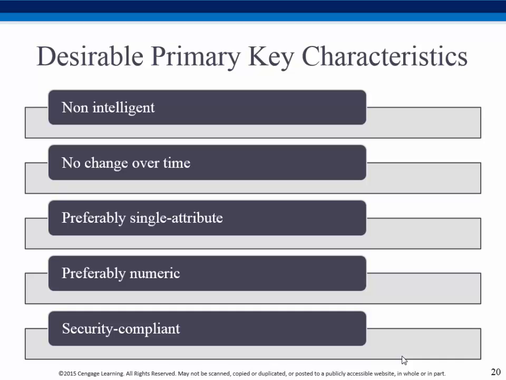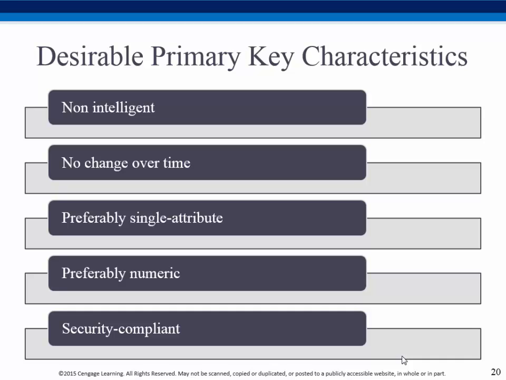Desirable primary key characteristics. Of course, unique values. A primary key must uniquely identify each entity instance. It must be able to guarantee unique values and cannot be null. Non-intelligent: the primary key should not have embedded semantic meaning other than to uniquely identify each entity instance. No change over time. If an attribute has semantic meaning, it might be subject to updates, which is why names do not make good primary keys.